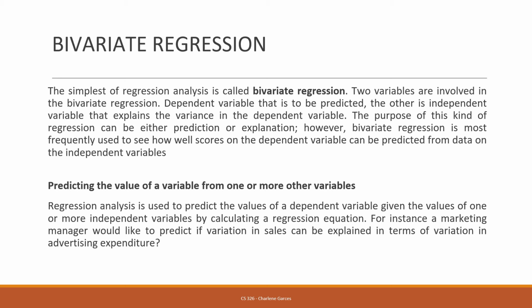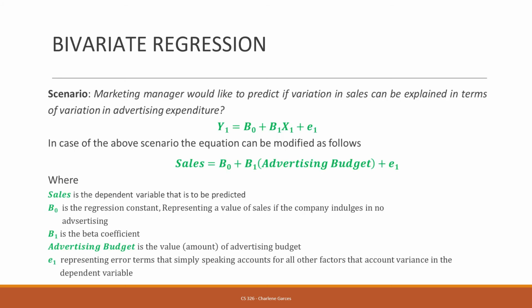Now, we actually have a formula for that so that it will be easier for you to compute. These are some of the formulas which will be directed towards bivariate regression, which involves two variables only. The scenario for this: a marketing manager would like to predict if variation in sales can be explained in terms of variation in advertising expenditure. So this is bivariate regression because there are only two variables involved.